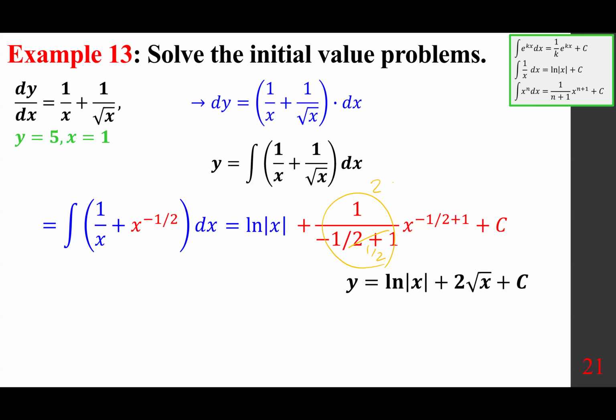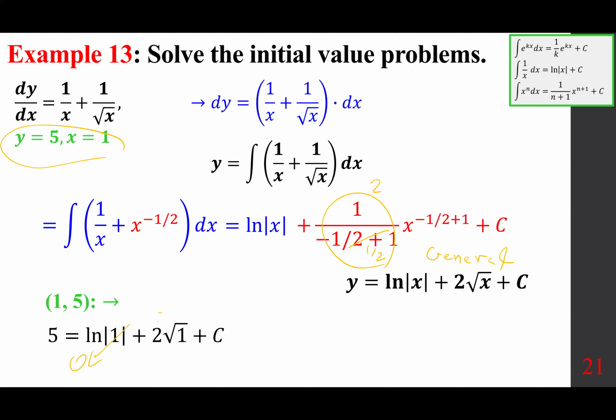So y equals ln of x plus 2 square root of x plus a constant, and that's a general solution. Now we use the pair (1, 5), and we find one of those solutions. So replace the y with 5, x with 1. As you know, ln 1 is 0. So this is 2 times 1 is 2, plus C. C must be 3. Replace it, and you get one of those solutions.